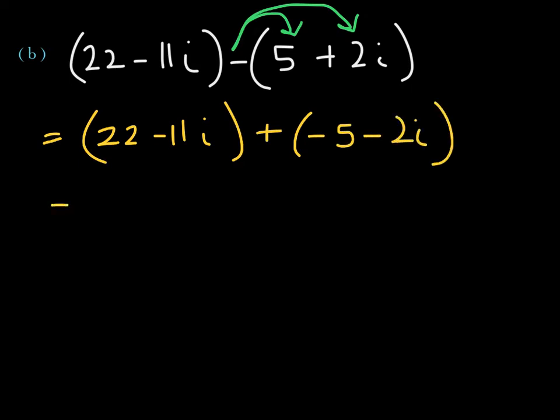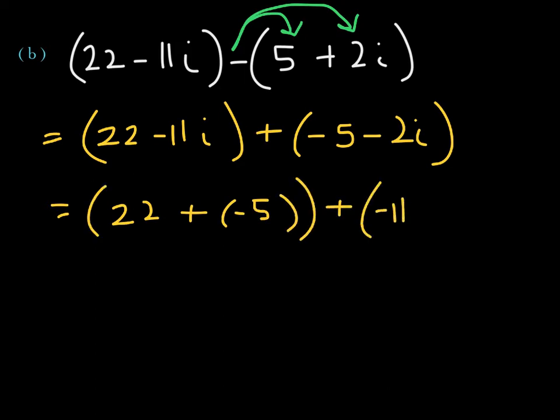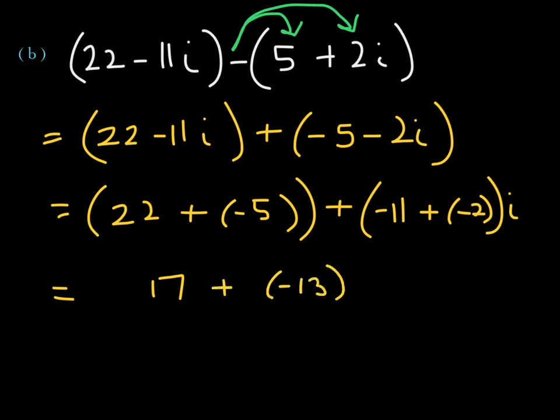Now you're adding. You're going to add the real parts together, those are the real parts, and add the imaginary parts together. Don't forget the imaginary unit there. So you get 22 plus negative 5, which is the same thing as 22 minus 5, which is 17. And then you get negative 11 plus negative 2, which is negative 13. So you get plus negative 13, and then don't forget i. You can make this look simpler by just writing 17 minus 13i.